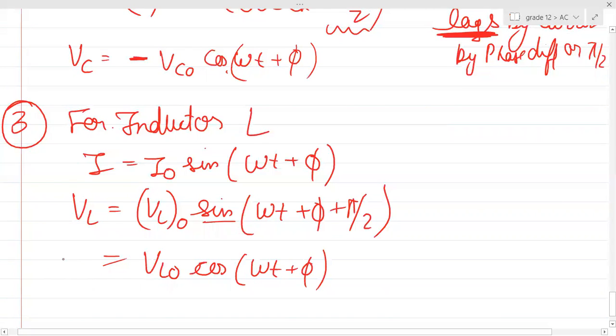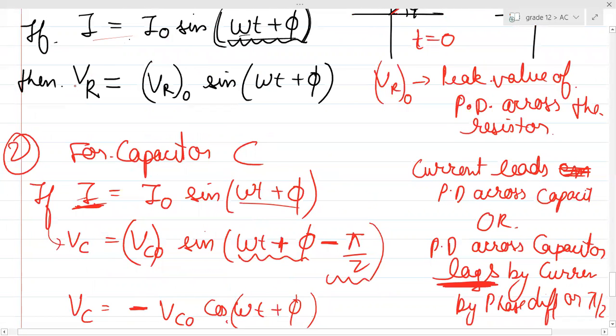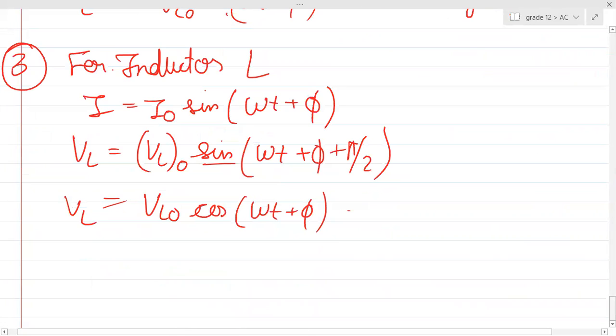Is this clear, guys? Yes, sir. Now you have the equation for VL, now you have the equation for VC, and now you have the equation for VR, right? Guys, do you have the equation for VL, VC, and VR? Yes, sir.